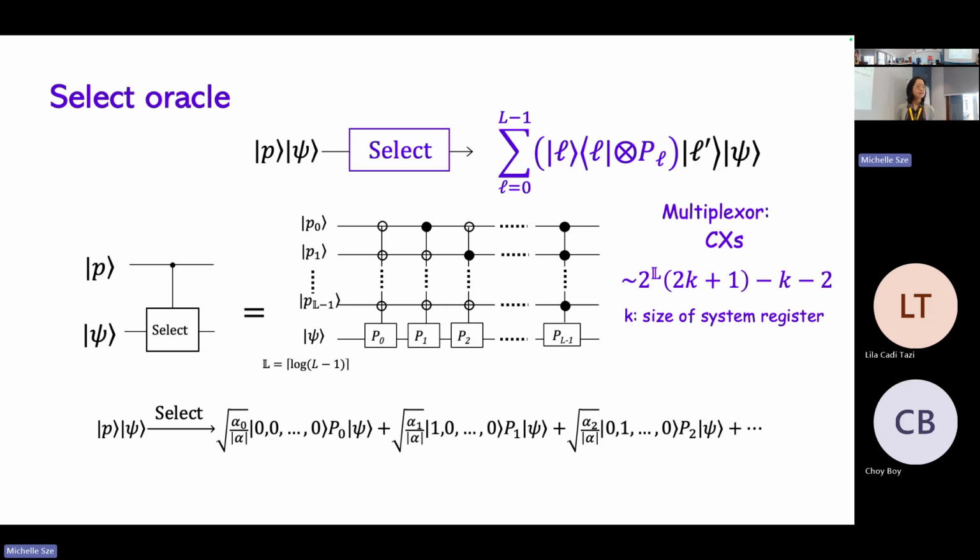Okay, and for the select oracle, naively you will have these multi-controlled gates. Again, if we use the multiplexor synthesis, the number of CX or CNOT gates will be equivalent to this expression: 2 raised to the number of ancilla or control qubits times the number of qubits in your system register, asymptotically.